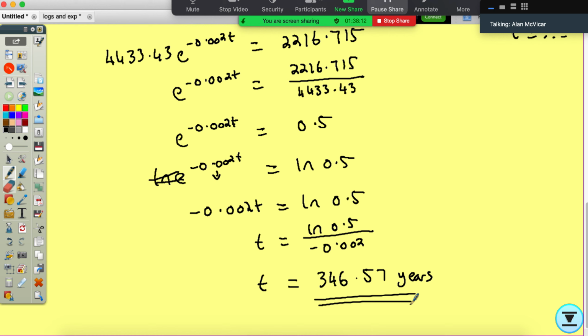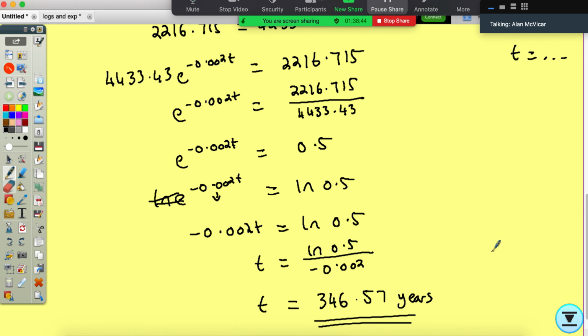Okay, so hopefully what I've done there is not confuse you. I've hopefully shown you that this stuff can be used to model real life situations. So I took a formula which involved an exponential. I transposed it, and that allowed me to work out that the time was 346 years, 347 years, whatever you want it to be.